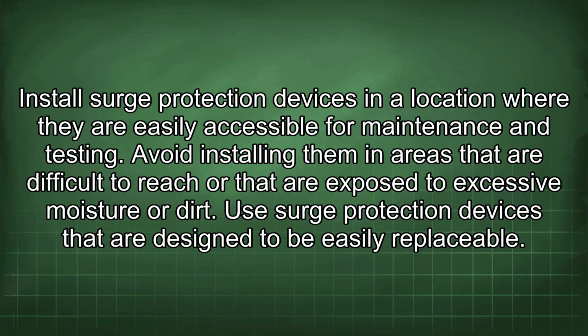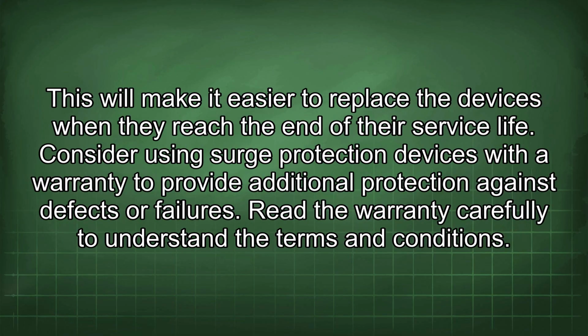Install surge protection devices in a location where they are easily accessible for maintenance and testing. Avoid installing them in areas that are difficult to reach or that are exposed to excessive moisture or dirt. Use surge protection devices that are designed to be easily replaceable. This will make it easier to replace the devices when they reach the end of their service life. Consider using surge protection devices with a warranty to provide additional protection against defects or failures.